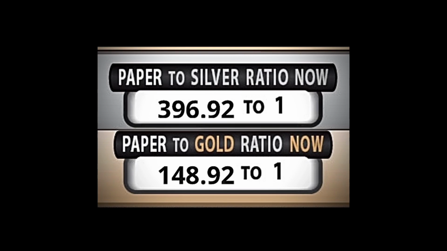Gold is a similar situation. There are 148 contracts right now, as of today on the debt clock. According to the debt clock, there are 148 paper contracts of ETFs, futures, whatever, to 1 ounce of physical gold.